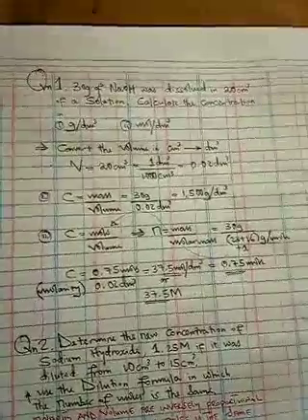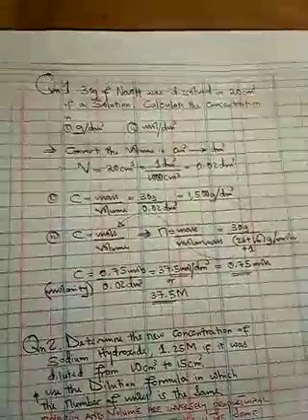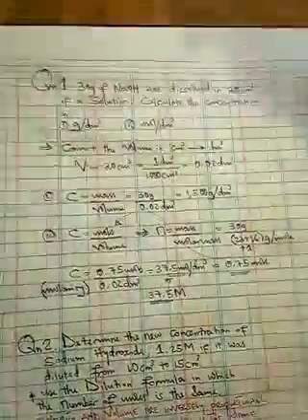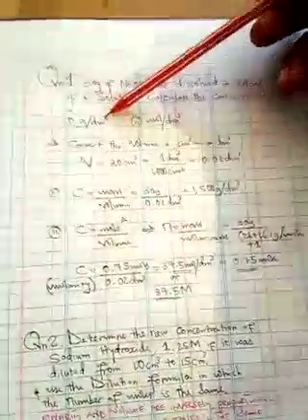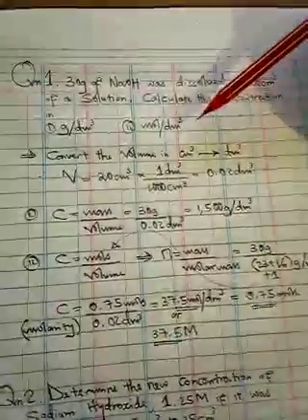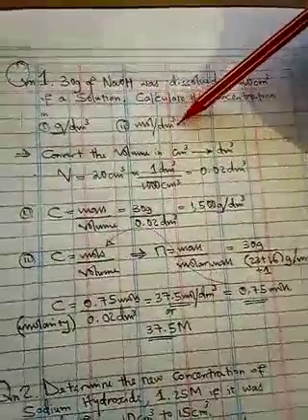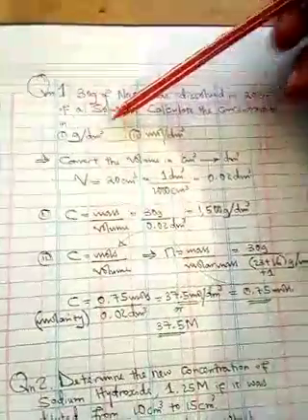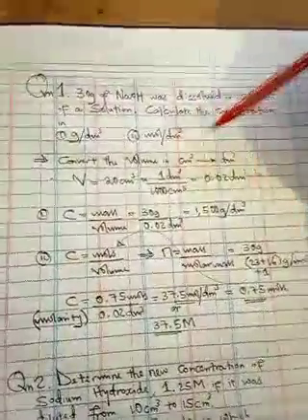Now, one thing that you need to understand is that concentration can be expressed in two ways. It can be expressed in terms of grams per decimeter cubed, or it can be expressed in terms of moles per decimeter cubed. So it can either be grams per decimeter cubed or moles per decimeter cubed.